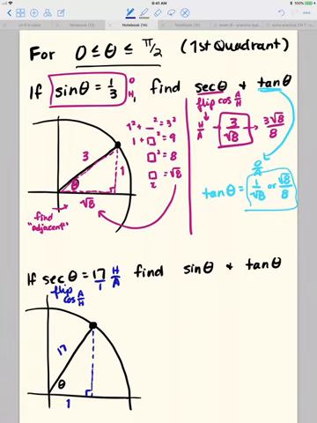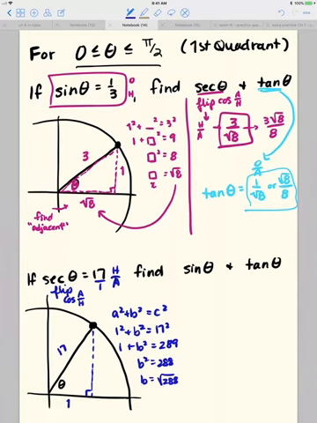So we'll use Pythagorean theorem to find our opposite leg. So we have 1 squared plus the other leg squared equals 17 squared. So 1 plus the missing leg squared equals 289. Subtracting 1, we get 288. So our other leg is the square root of 288. So now we have our opposite side, square root of 288. And again, we're in quadrant 1, everything's positive.